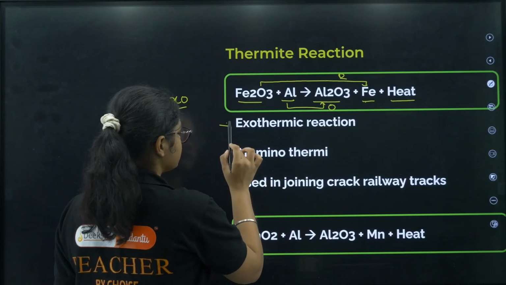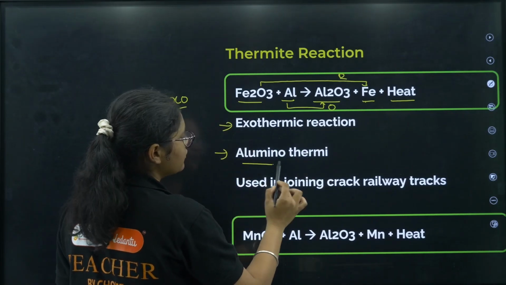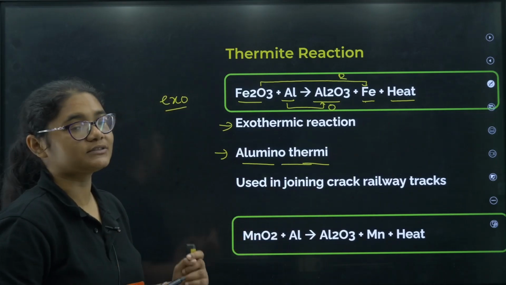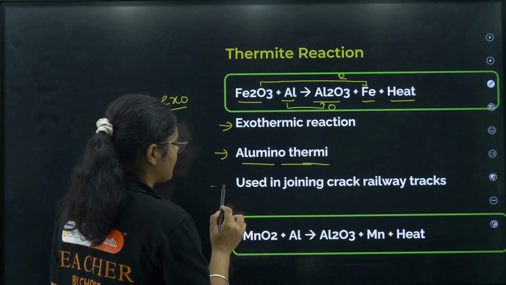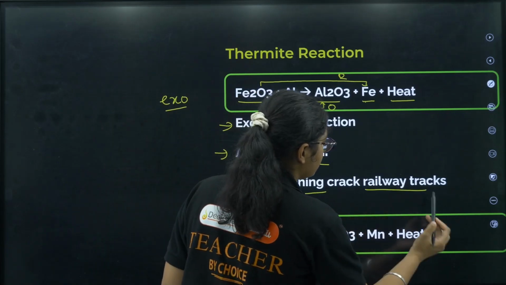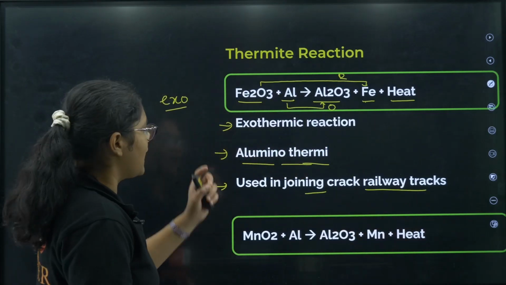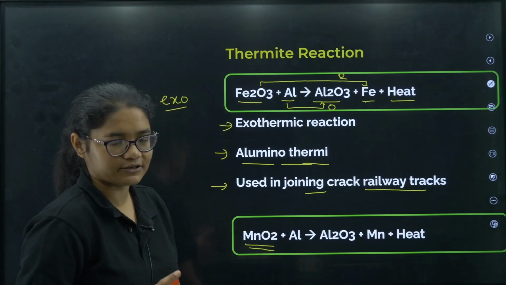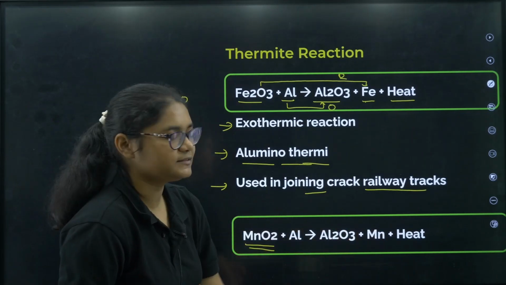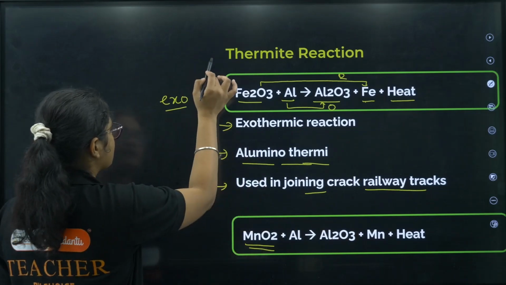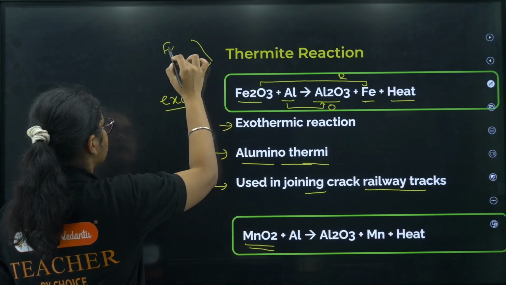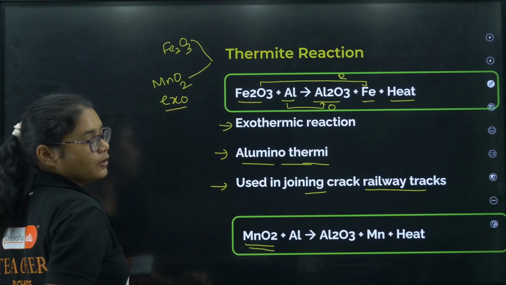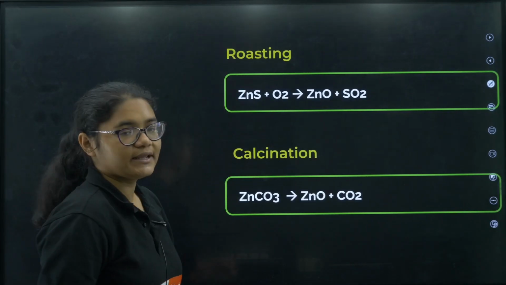Next, the exothermic reaction is done. This is called aluminothermy, because aluminium is used in the thermite process. And what is the application of this reaction? It is used in joining railway tracks. Can any other metal show this reaction? Yes, manganese oxide also gives this reaction, Al2O3 plus manganese plus heat. So for the thermite reaction, which two oxides are there? Fe2O3 and MnO2.